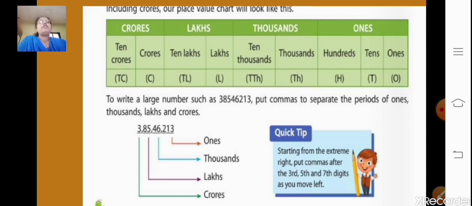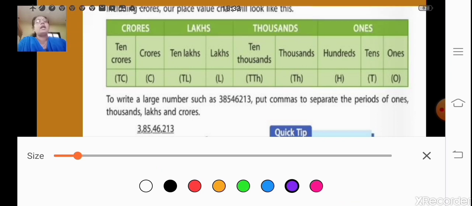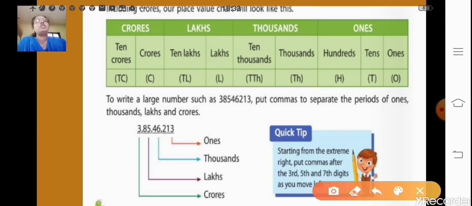Now students, this is a table of the Indian number system. Here in ones period you have three places, that is ones, tens and hundreds. In the thousands period, lakhs period and crores period you have two places each. Here an example is shown, that is 3 crore 85 lakh 46,213. When we place the commas, we start from the ones place, that is from the extreme right. We put the commas after the third digit, fifth digit and then seventh digit. First three places, then afterwards two places each.